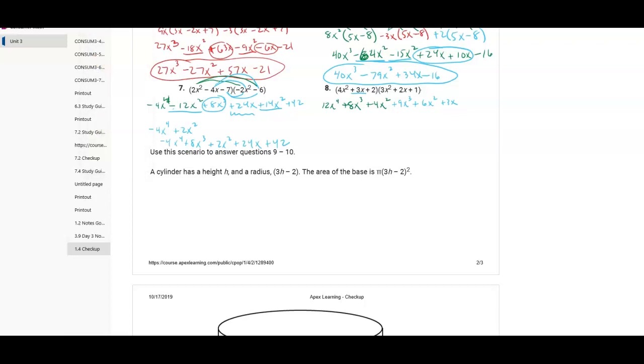And then I got to distribute the 2. So 2 times 3x squared gives me plus 6x squared. 2 times 2x is plus 4x. 2 times 1 is plus 2.